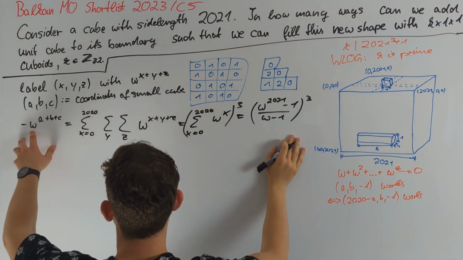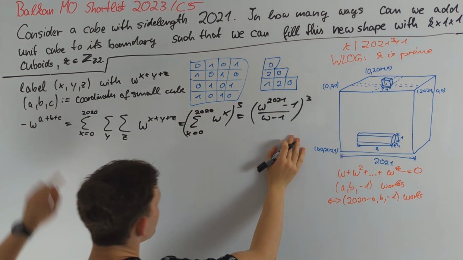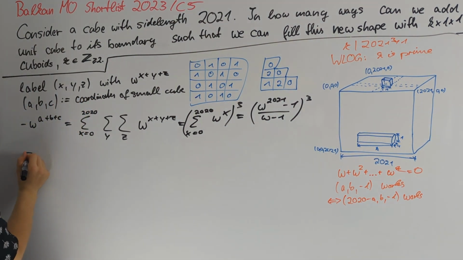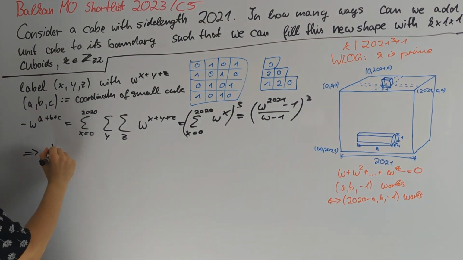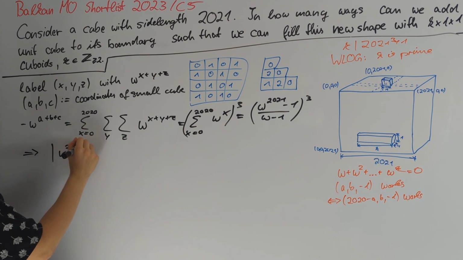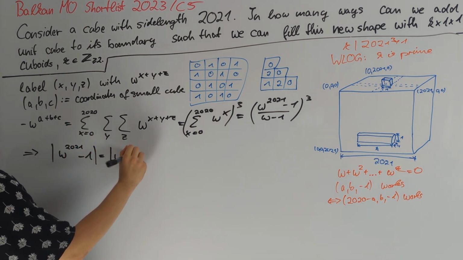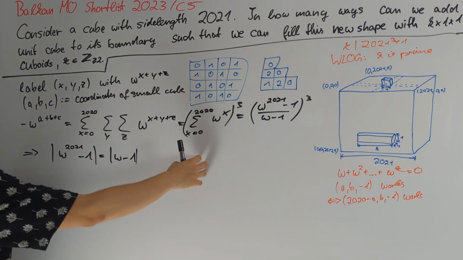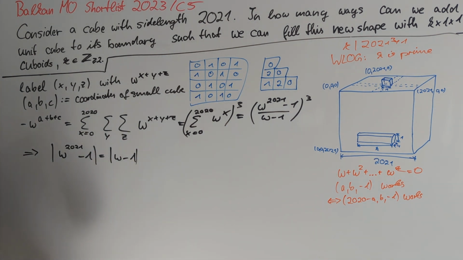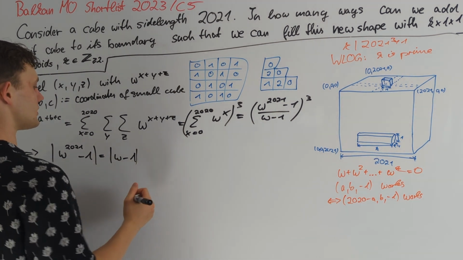On the left, we have a complex number with absolute value 1, and therefore we conclude that the absolute value of omega to the power of 2021 minus 1 is equal to the absolute value of omega minus 1. Now I'm going to do a few implications which give a result that is intuitively clear. Namely, this implies that omega to the power of 2021 must be either omega or omega to the power of minus 1. And we can deduce this in the following way.